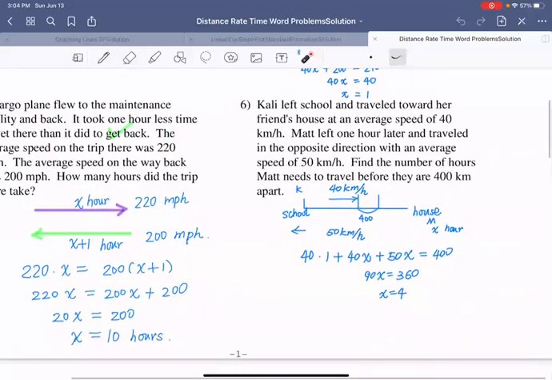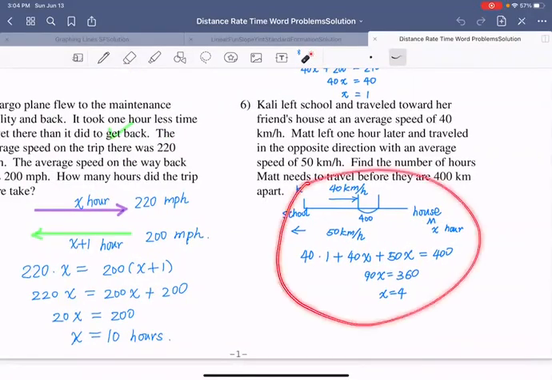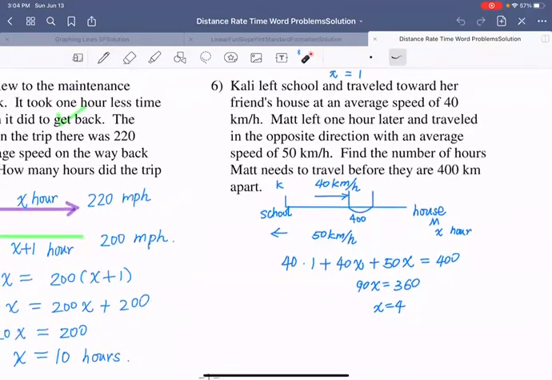Okay, let me correct one error that I had last week, okay? For number 6, because this guy goes the other direction, so this guy goes the other direction, this guy goes this direction. So after 1 hour, Kelly already traveled 40 kilometers. And then after x hours, this guy traveled 40x and Matt traveled 50x. If you add all of them together, the distance is 400. That's where we can get x equals 4, okay?